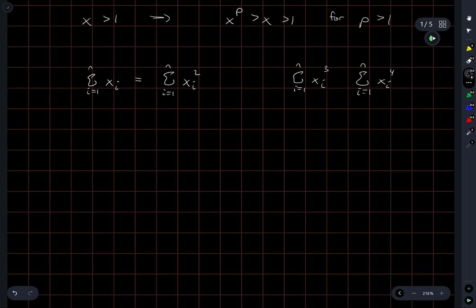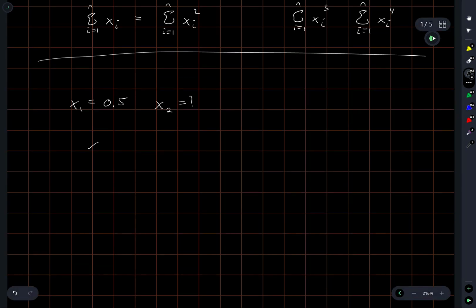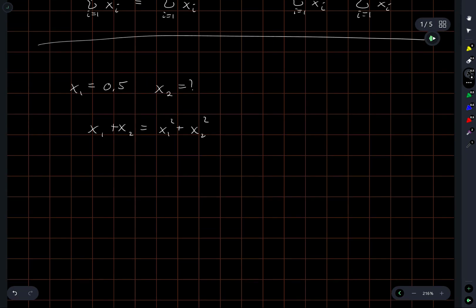Well, you know what we can do? Let's just try this for a particular example where we have two numbers. Okay, so let's say x1 is 0.5 and x2 we don't know, but we know that x1 plus x2 is equal to x1 squared plus x2 squared. So what have we got here? Let's solve. We want to solve for x2 now to make this true.